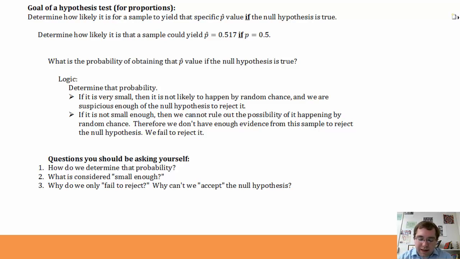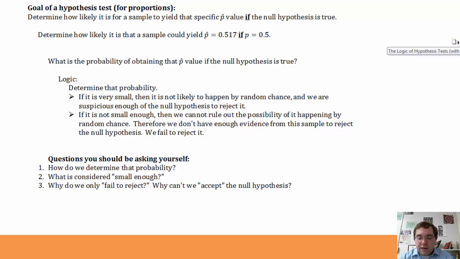If that probability is not small enough, then we cannot rule out the possibility of it happening by random chance, because the probability of it happening by random chance is the probability that we just calculated, and it was large enough to say it could happen by random chance.